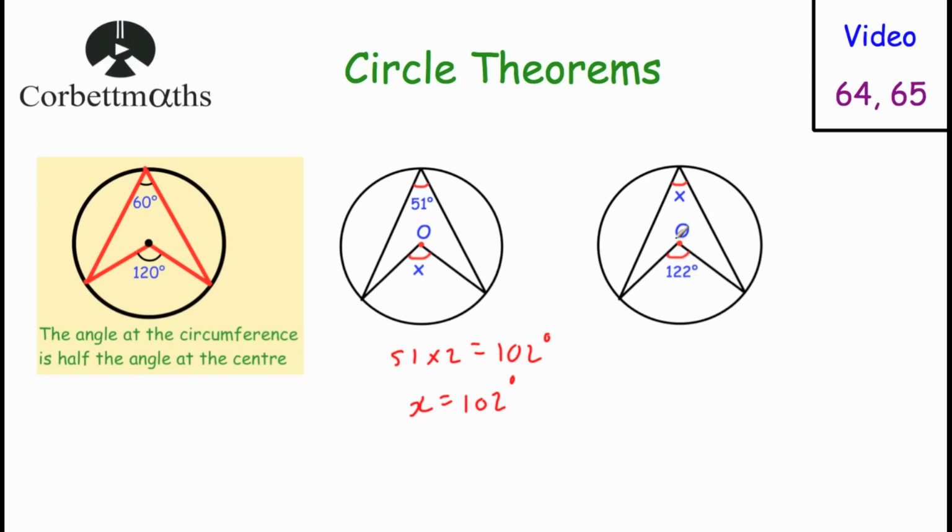Next, we've got the angle at the centre, and we're trying to find the angle at the circumference. So if we divide the 122 by 2, we'll get the angle at the circumference. So that would be 61. So that means that x equals 61 degrees for this circle. Okay, so the angle at the circumference is half the angle at the centre, or the angle at the centre is double the angle at the circumference.